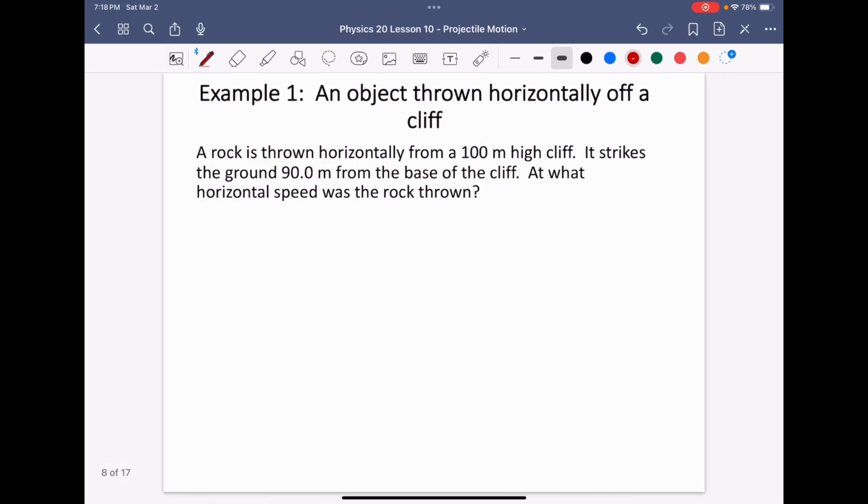All right, let's try an example here. An object is thrown horizontally off a cliff that is 100 meters high. It strikes the ground 90 meters from the base of the cliff. At what horizontal speed was the rock thrown? Okay, let's put it all together in a visual.